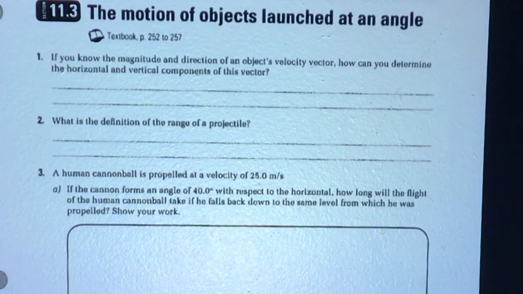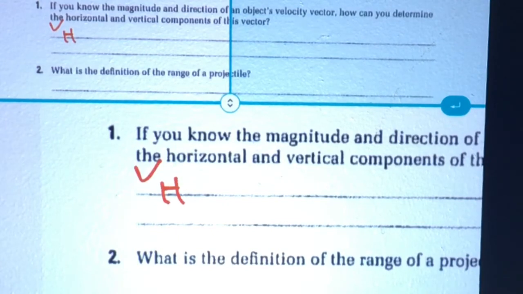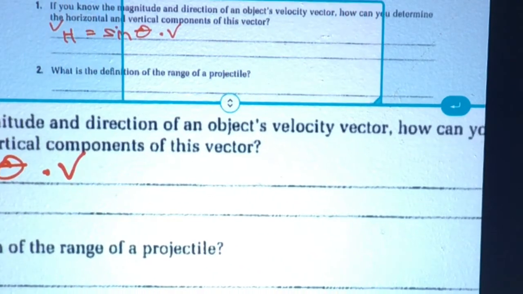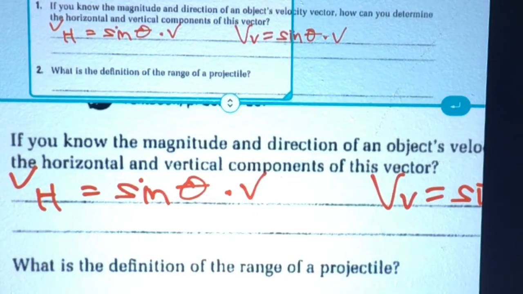Okay, so it says, if you know the magnitude and direction of an object's velocity, can you determine the horizontal and vertical component of the vector? Well, if we know the magnitude and direction, so they give us, let's say, 10 kilometers per hour at 24 degrees, we should be able to break it down horizontally and vertically. Oh, sorry, I have it backwards. The vertical velocity is equal to sine theta times the original velocity, and the horizontal is equal to cosine theta times the velocity that is given to you.